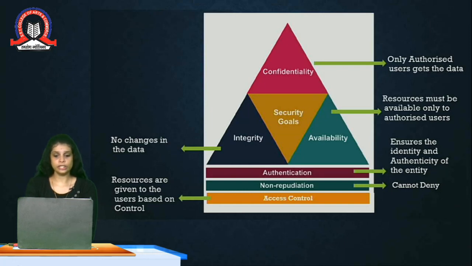Third is authentication. Authentication means ensuring the identity or authenticity of the entity, so my identity should not be stolen. Next comes non-repudiation. I cannot deny that I have sent the message. Last one is access control. Resources are given to the users based on the control. Even in your PC, there is a super user and a normal user, so different controls are given to each of the users.